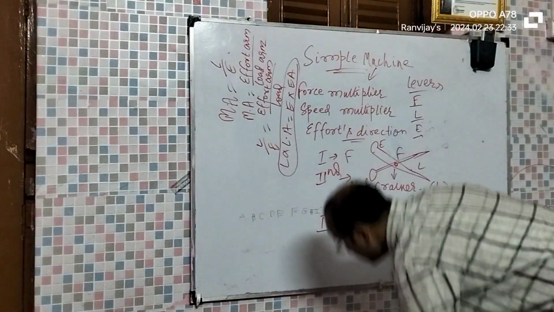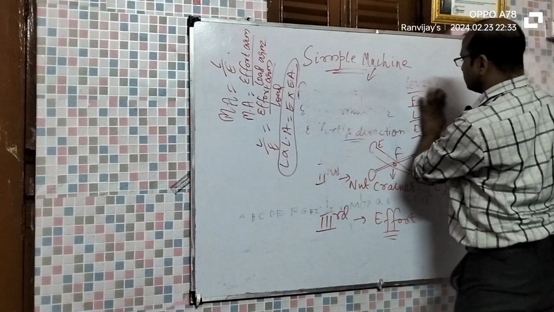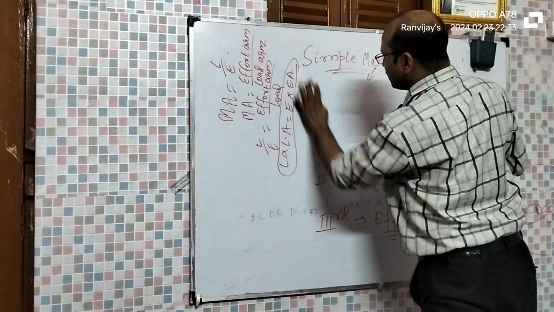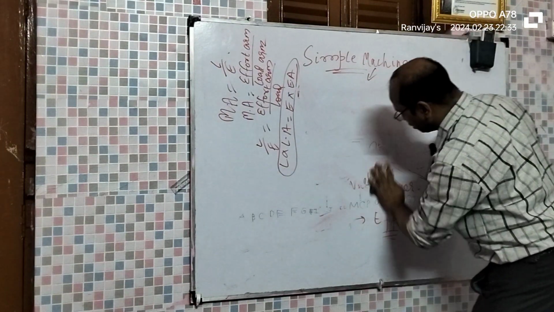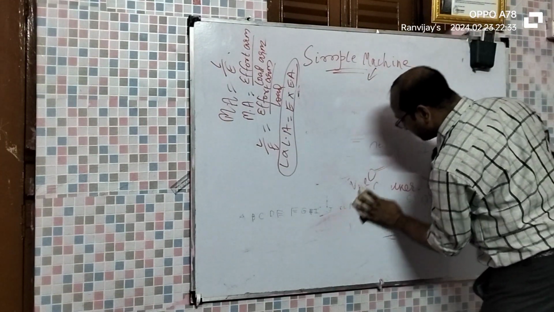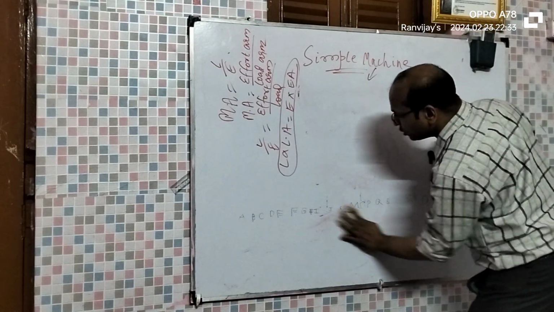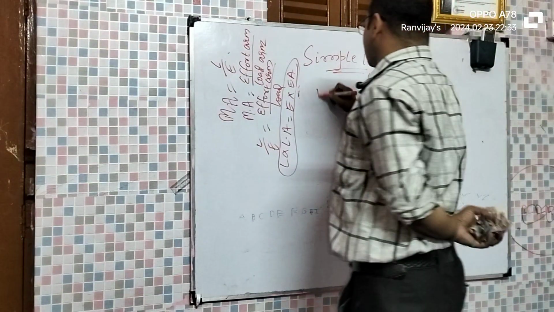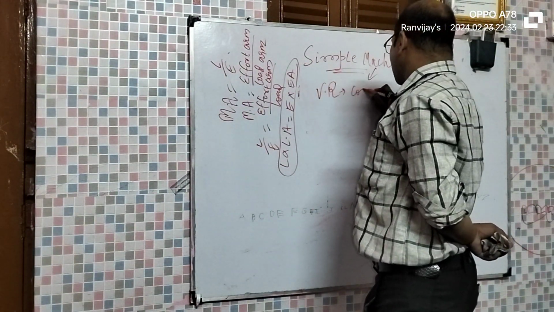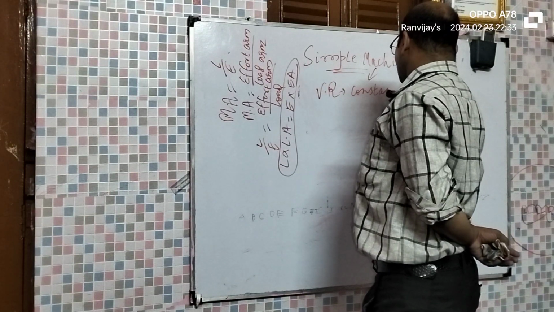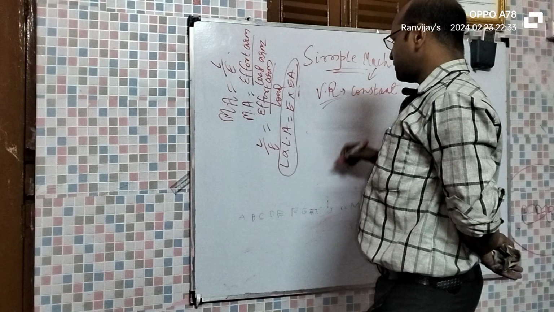Now the next part is velocity ratio. If a question comes that what in a machine never changes? Velocity ratio. The velocity ratio of a machine never changes. It remains constant. The moment the machine is made, velocity ratio becomes constant.